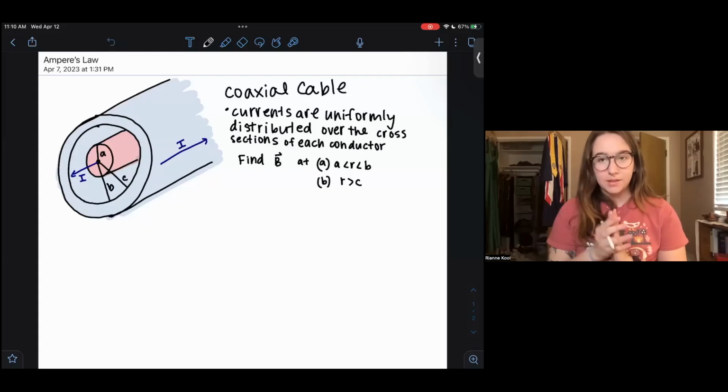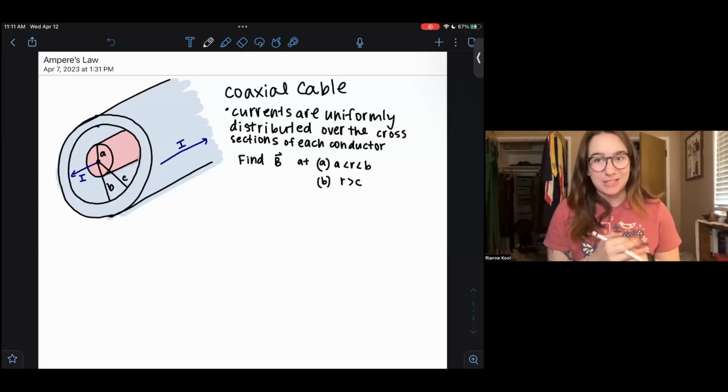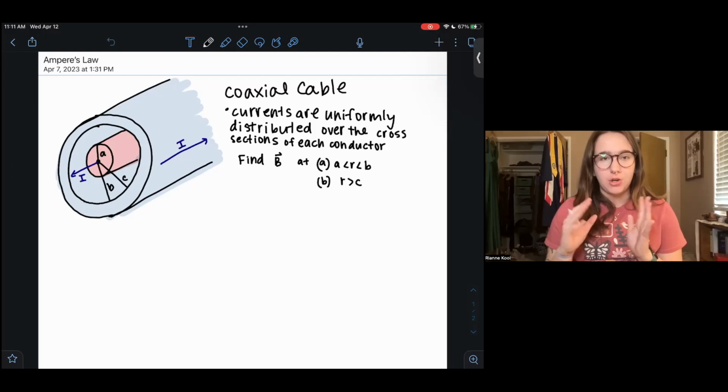Okay, welcome back. This video is going to be on Ampere's law, and we are doing a coaxial cable. So let's just get right into it. The currents are uniformly distributed over the cross section of each conductor. We're assuming that these are kind of like wires, so we're assuming that they're infinitely thin, but also not so thin that we can't use Ampere's law.